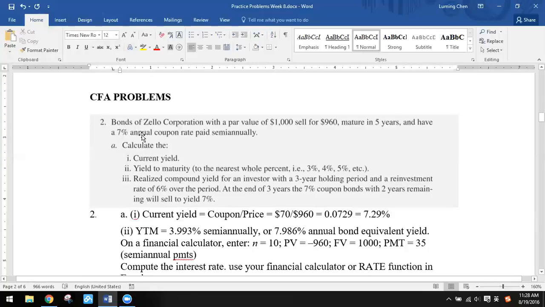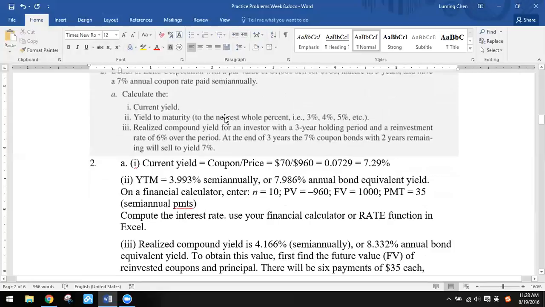What is the coupon? It's an annual coupon, so we don't have to divide by 2. It's just 7% times 1,000 face value, so the coupon is $70, and the current price is 960.